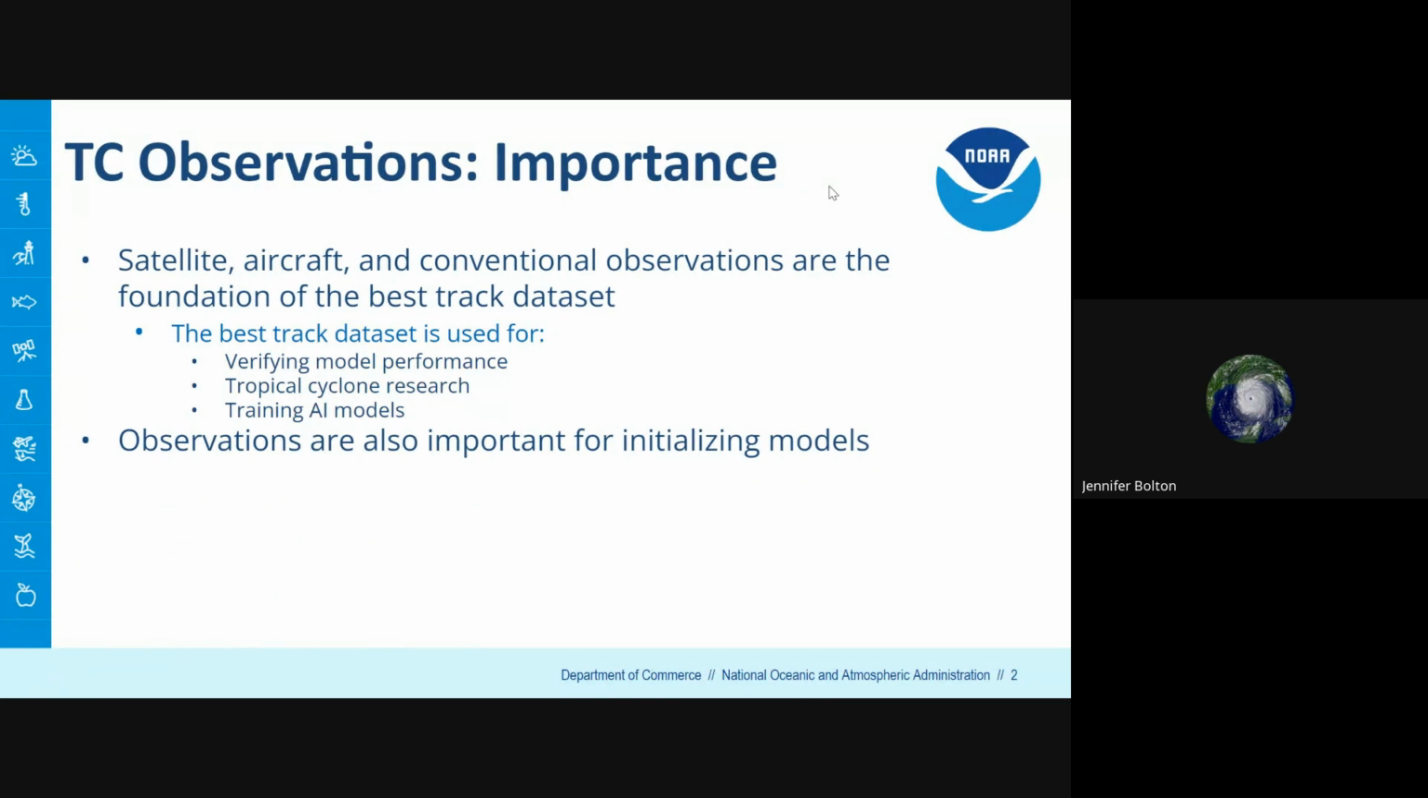All right, so the importance of TC observations, we all know this, but I just wanted to kind of outline it here. A lot of the observations that we take from satellite, aircraft and conventional observations are the foundation for what ultimately is the best track data set. The best track is used for a variety of things. We've looked at a lot of model verification this week that uses the best track as the truth value. It's used by the research community, and now that we're in this AI realm, a lot of AI models are trained using the best track, or trained against the best track. We also know observations are important for initializing the models. Next slide.